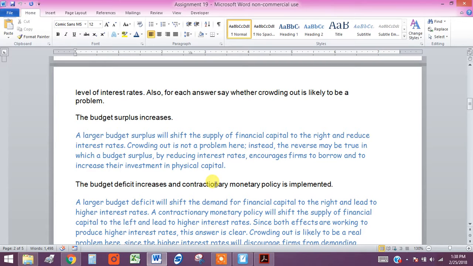A deficit. Sorry, I'm backwards. We're going to get a budget deficit, which is going to shift the demand for capital to the right, because we're going to need money to make up for this deficit. So let's jump back over to the graph.